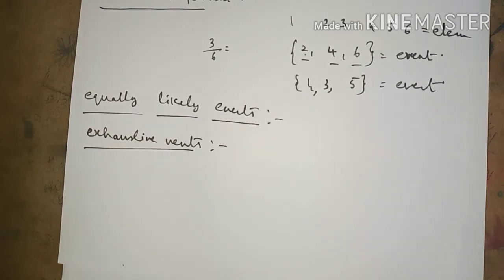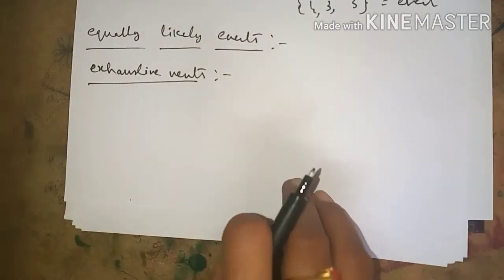That's why all possible outcomes are called exhaustive events. If you throw a die, the total number of exhaustive events is 6, because the possible outcomes are 6. If you throw a die, we will get either 1, 2, 3, 4, 5 or 6. That's why all possible outcomes are called exhaustive events.